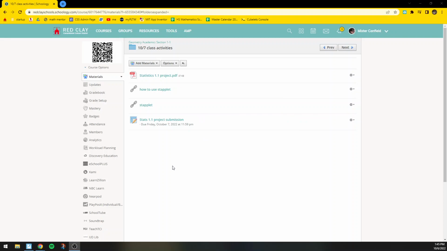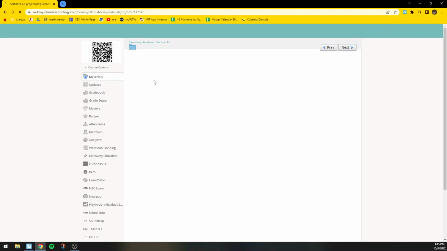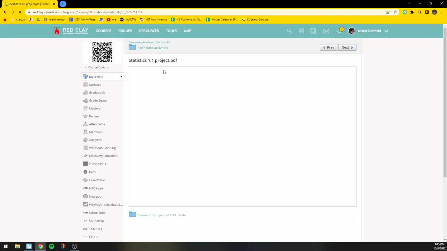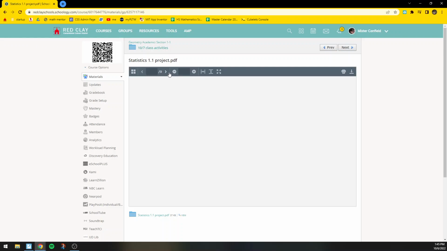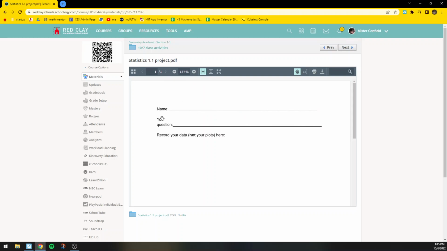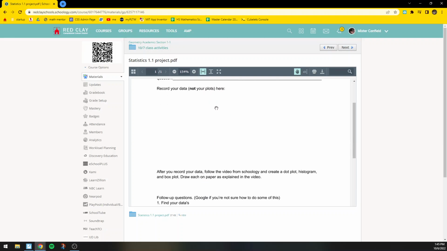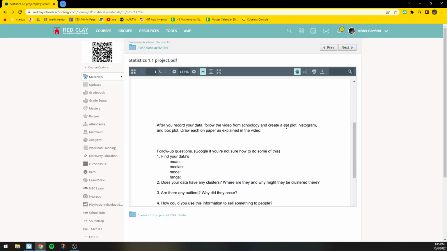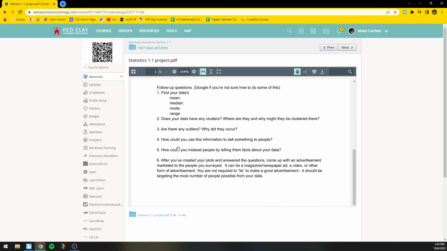Today we're going to be looking at how to use Statlet and what the overview of this project is. So if you go in and look at this, you should have a handout too to actually do everything. We'll start out. It's got a spot for your name, your question, a place to record your data, because I think it'll be easier to record it on paper before you use your computer. But if you want to just record it into your computer, that's fine. After you record your data, you'll be watching this video and doing this part. Then there are follow-up questions after you do everything else.